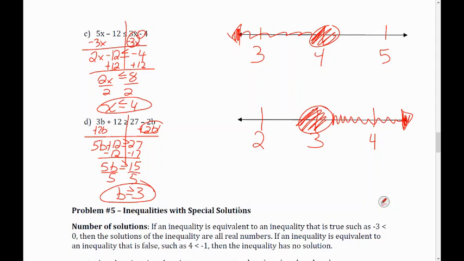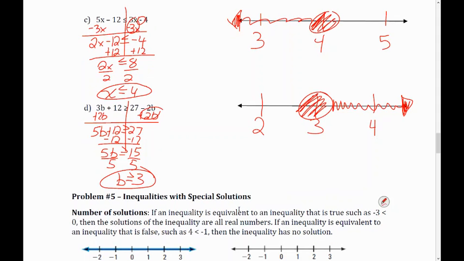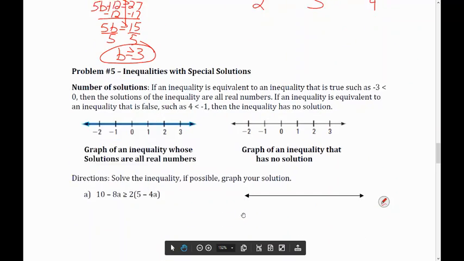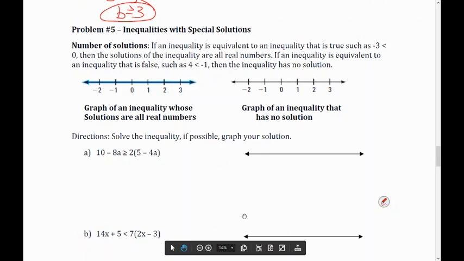All right, basically the last thing we're going to talk about here are the inequalities with special solutions. I alluded to this just a few minutes ago, when we have equations with variables on both sides, sometimes we get a problem that has all real numbers that could possibly be plugged in, and it would make a true statement. Sometimes, no matter what number you plug in, it will give you a false statement, something that does not work.